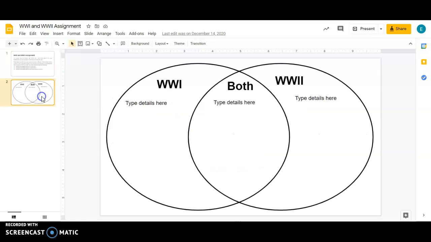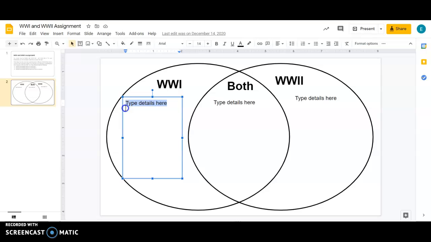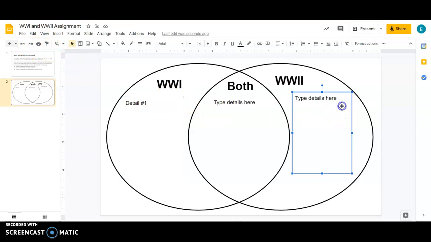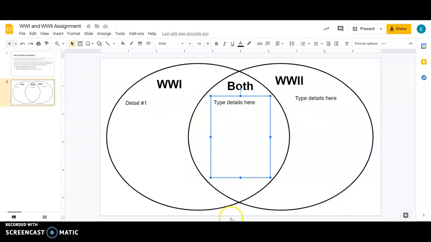So I have a Venn diagram all ready to go for you. You will just erase these words right here and start typing whatever it is you're sharing that only applies to World War I. Okay? Only applies to World War II, something they both have in common. Alright? You need at least 3, but I encourage more, because that will just give you a better understanding of both of these world wars. Remember, focus on who was involved, the causes, and the effects.